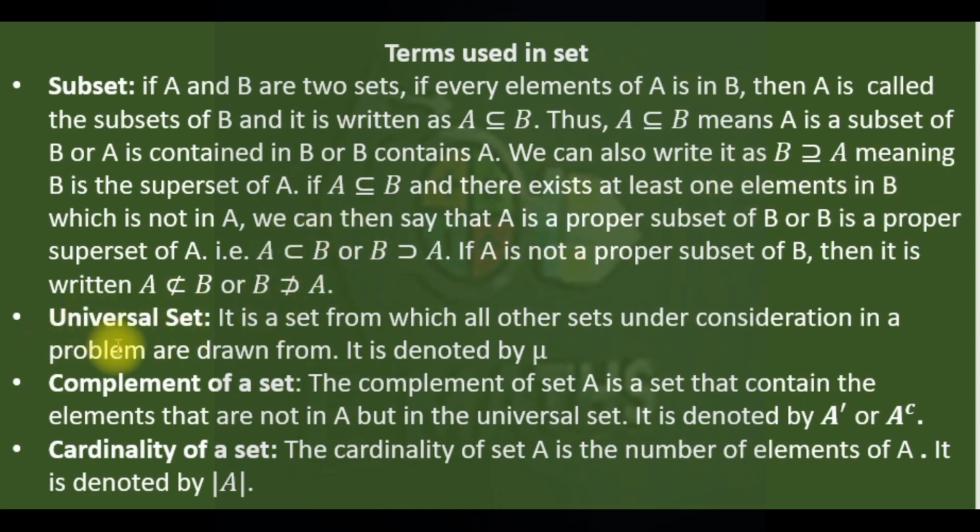So that's it. The next one is universal set. A set from which all other sets under consideration in a problem are drawn is called a universal set. It is denoted by this symbol, though we have a second symbol for that. Some textbooks use this one, so you can use either.